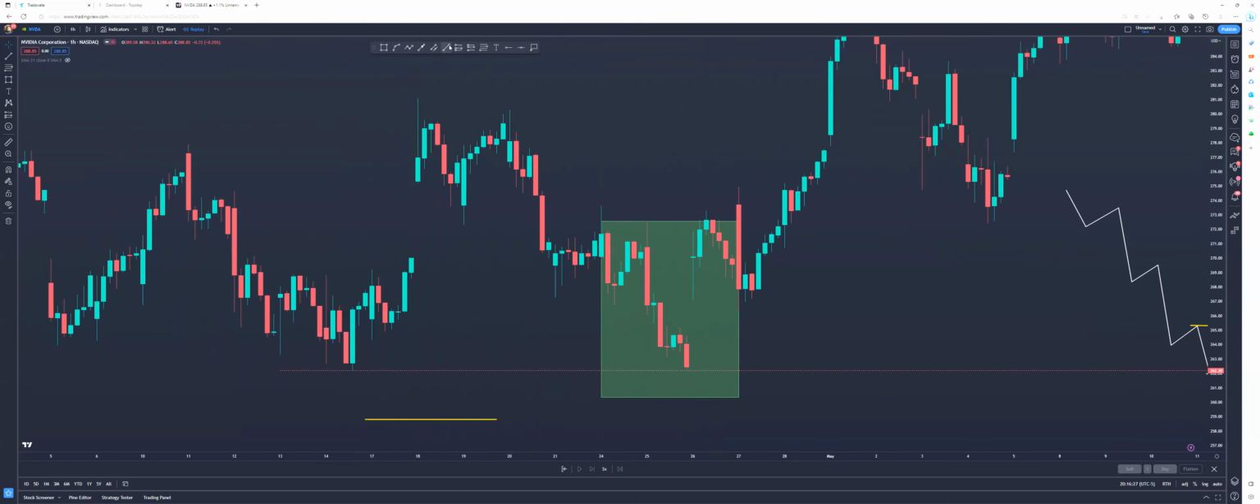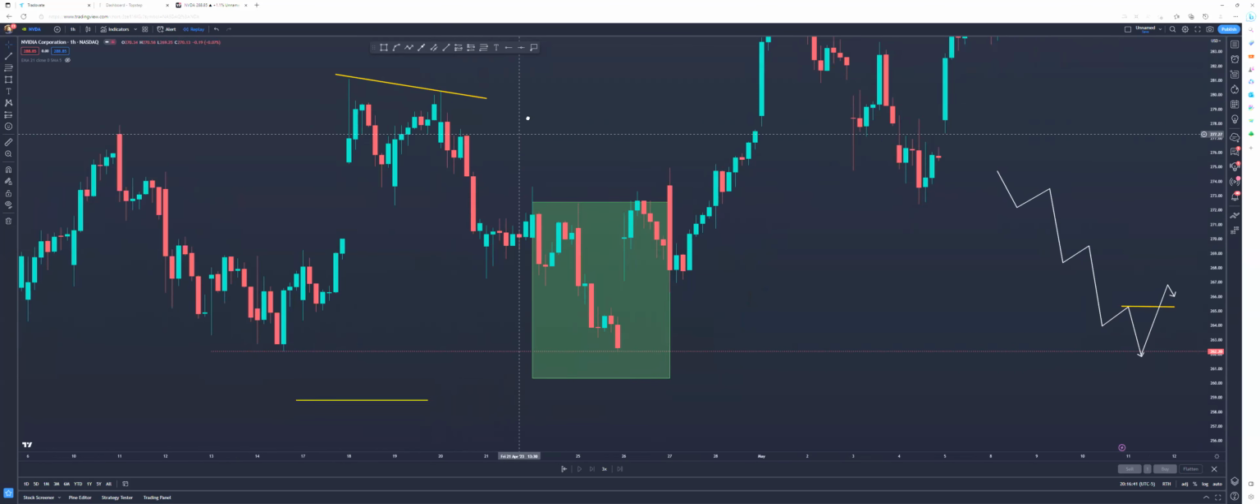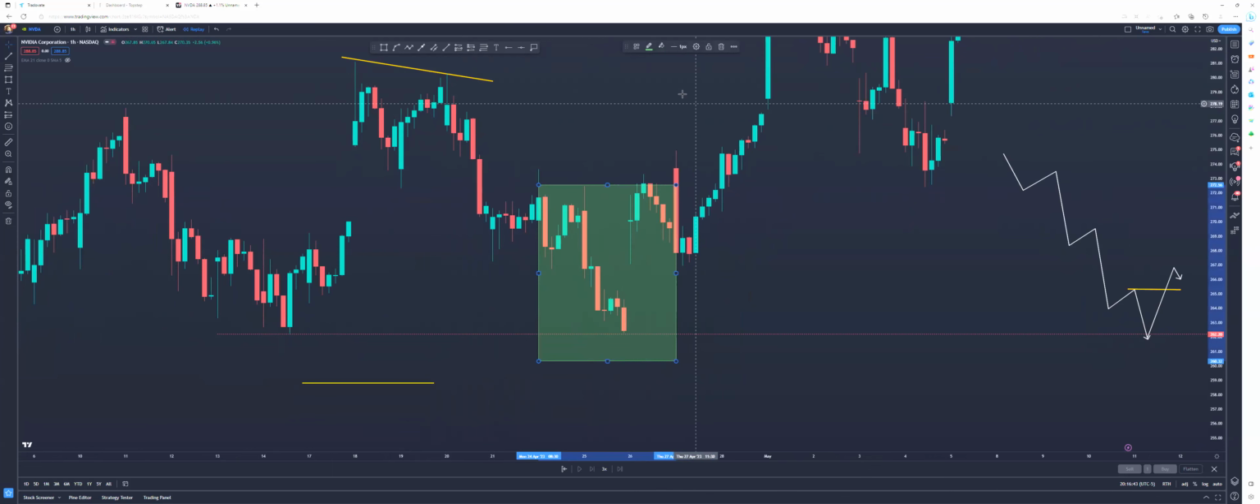I like to draw it this way. Like this just helps me. What is this? No, I'm saying, what is this? Not the trend line, not the trend line. This is a lower high, right? So let's just delete this real quick.